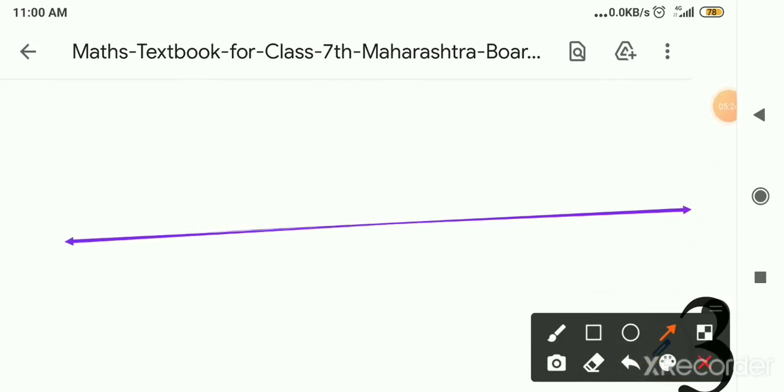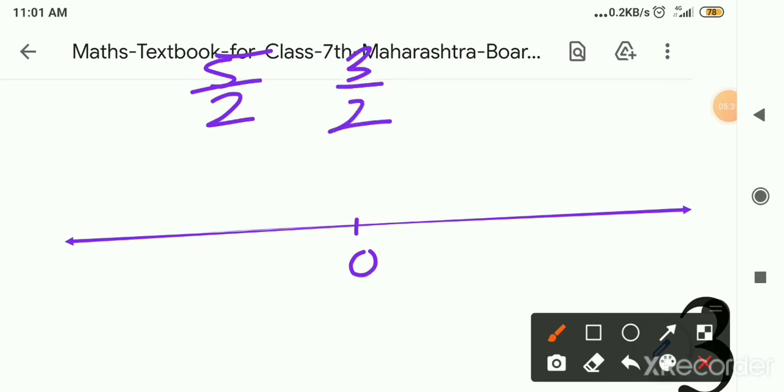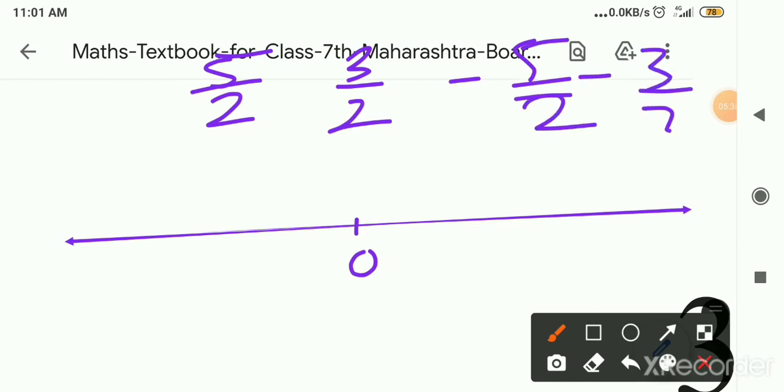So this is my number line. In the middle it is 0, and suppose I want to plot here 5 by 2. These are the only numbers given: 3 by 2, minus 5 by 2, and minus 3 by 2 on a number line.